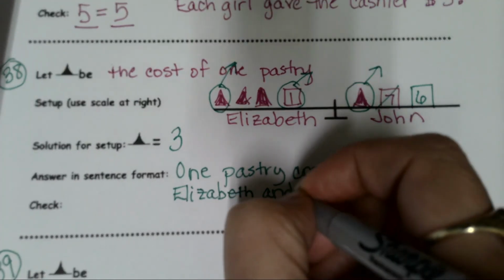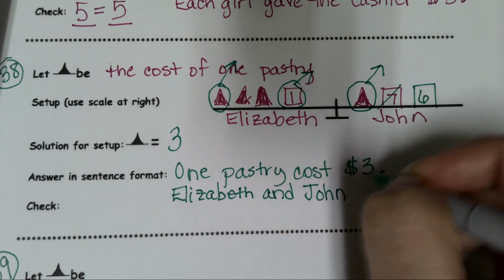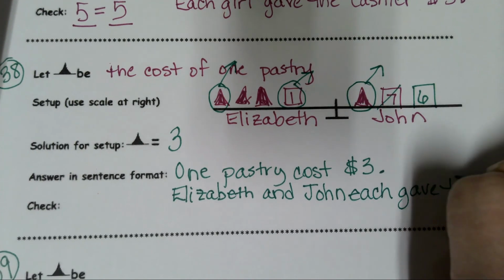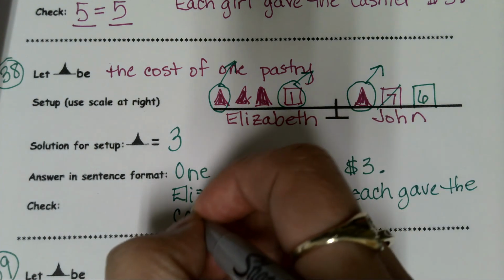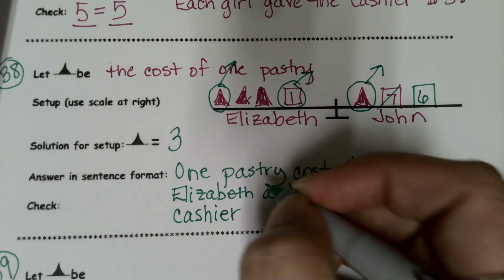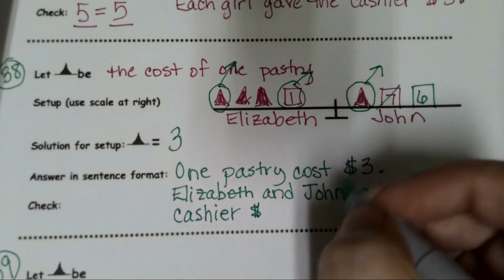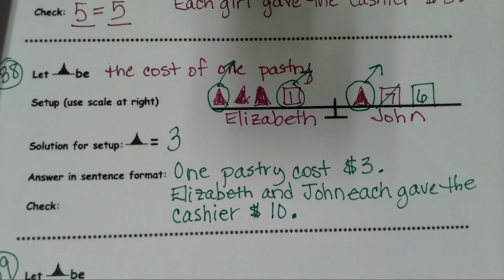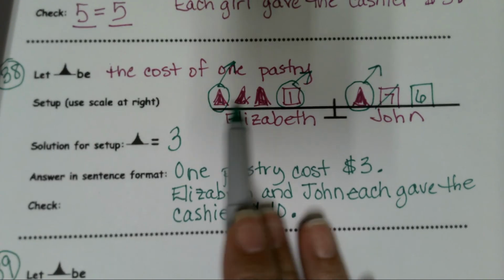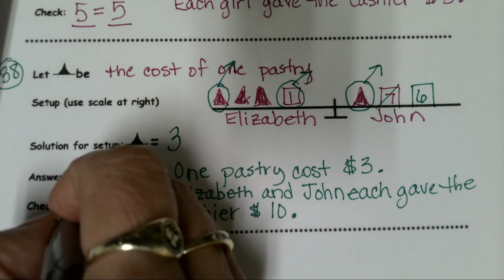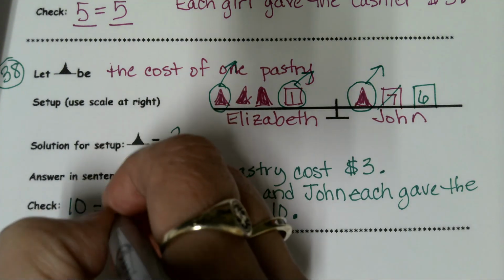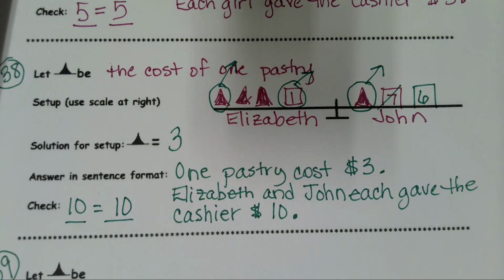So Elizabeth and John each gave the cashier $10. So now we do our check, and if we add up, 3 times 3 plus 1 is 10. So we have 10 on the left. And on the right, we have 3 plus 7, which is 10. And 10 is equal to 10, which is a check.